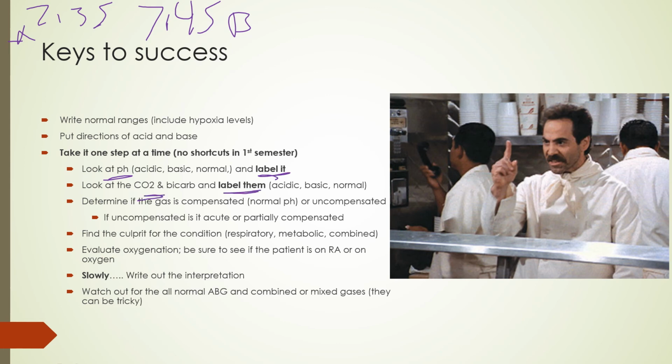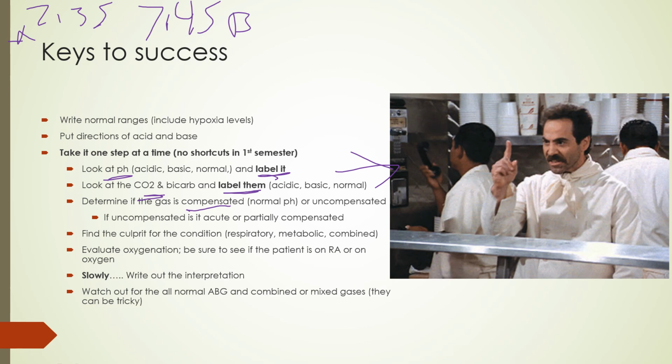Don't worry about the whole interpretation yet. Take it one step at a time, right? One step at a time. Look at each one and label it. When you're done labeling them, then you can determine if the gas is compensated, which has a normal pH, or uncompensated. If it's uncompensated, remember we talked in that previous screen about it being acute or partially compensated.